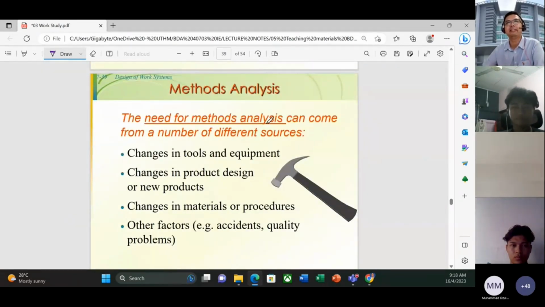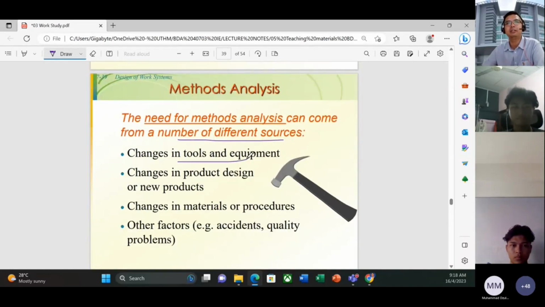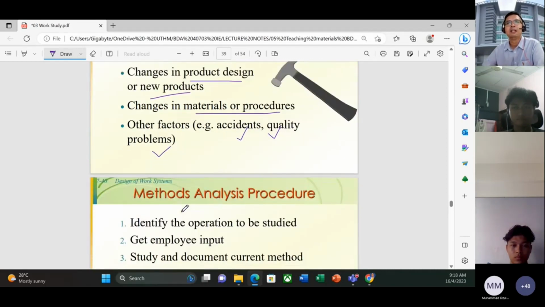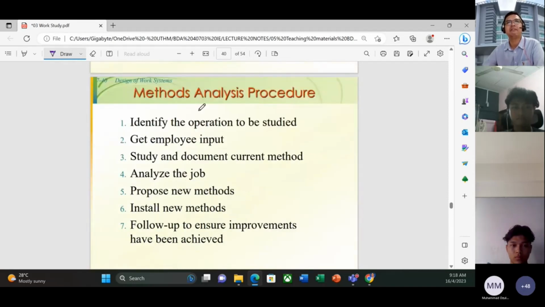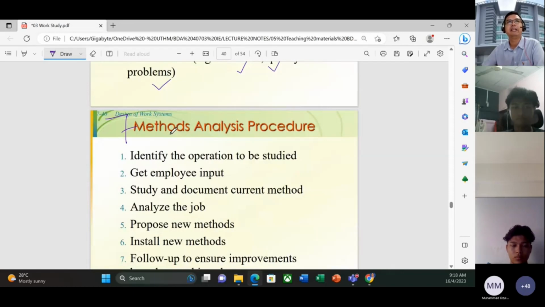The need of method analysis can come from a number of different sources. For example, changing a tool or equipment, changing a product design or new products, changing a material or procedure, and other factors, accident, quality problem, and others. So the method analysis procedure has seven steps. Seven methods, seven procedures in order to get the method analysis.